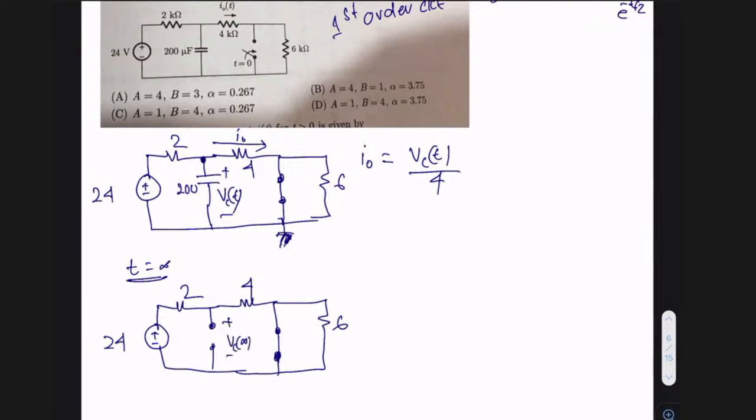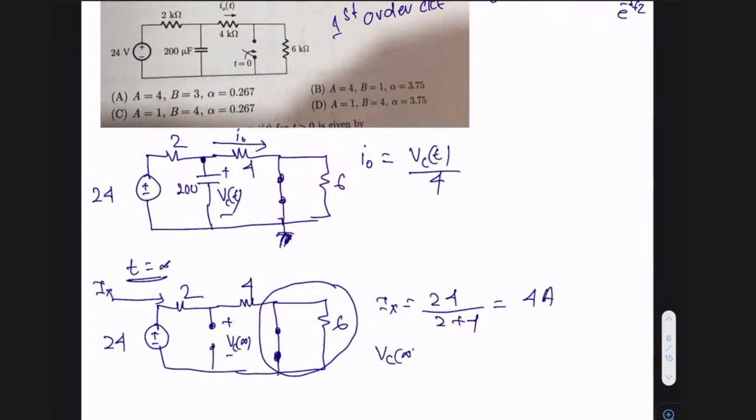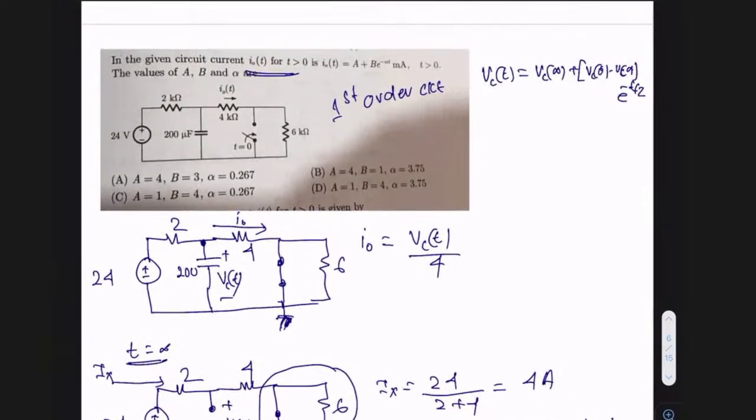So what is VC of infinite then? In this case, if I say this current is IX, then IX is 24 divided by 2 plus 4, because the 6 kilo ohm resistance in parallel with 0 is 0. So the net resistance is 2 plus 4, which is 6. 24 by 6 is basically 4 amperes. If IX is 4 amperes, then your VC infinite in this case is 24 minus 2 into 4. So 24 minus 8, which is basically 16 volts. So you are getting one parameter, in this case VC infinite, which is 16 volts.